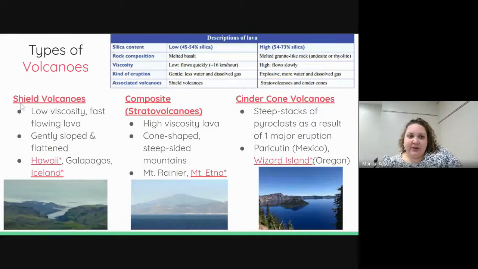So we have three different types of volcanoes that we'll talk about. One of them is a shield volcano, which has a low viscosity and fast flowing lava. Some of these vocabulary words are also at the top, so maybe take a moment and pause the video so you can look at the descriptions of lava at the top. You can understand the viscosity, the kinds of eruptions, and what's associated with which ones. Please feel free to go back and check that out. But again, shield volcanoes have low viscosity, fast flowing lava. They are gently sloped and more flattened, and you'll see this more with the Hawaiian Islands and the Galapagos Islands, as well as in Iceland.